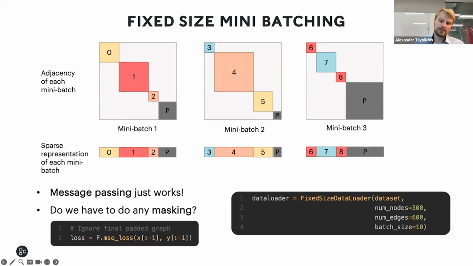Oh, sorry. I should mention that for the padding graph, we chop off the portion of the loss that comes from it when computing the loss before the backpropagation, as shown here, so that it does not change the actual gradients that we have. So this is another thing that we need to take care of when using padding.